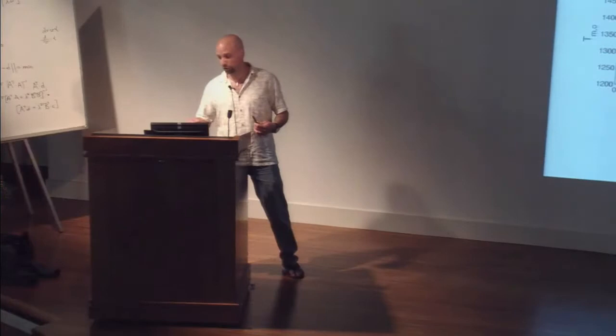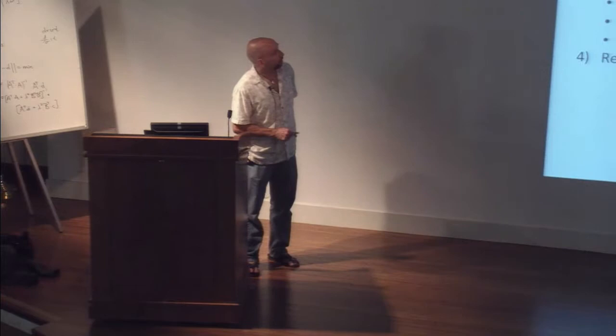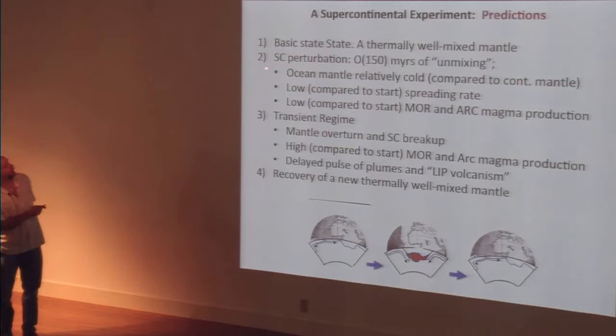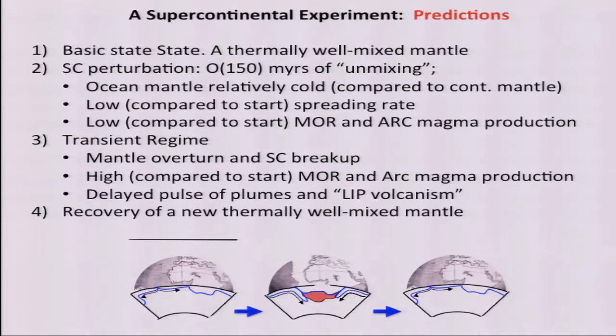Okay, a couple of predictions from this model that we're playing with. We have a basic state, thermally well-mixed mantle with one temperature. We let supercontinents come together. So as Adrian said, we're not just sticking them on there. In Pangaean world and in Rodinia, we're looking at a time scale of sort of 150 million years for the unmixing. So how much happens during that?